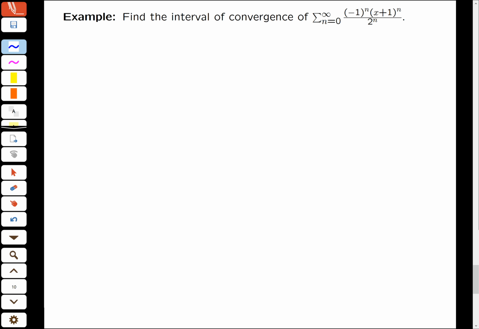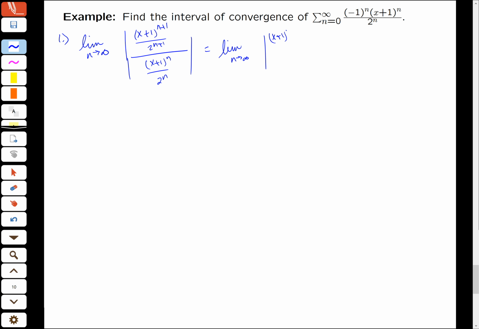Okay, find the interval of convergence for this series. That means I have to apply the ratio test. I have to first do the ratio test. Limit as n goes to infinity. The absolute value, I don't need to worry about minus 1 to a power because the absolute value will remove the minus 1. We're going to have x plus 1 to the n plus 1 over 2 to the n plus 1 divided by x plus 1 to the n over 2 to the n. What do we do with that fraction? Flip it.